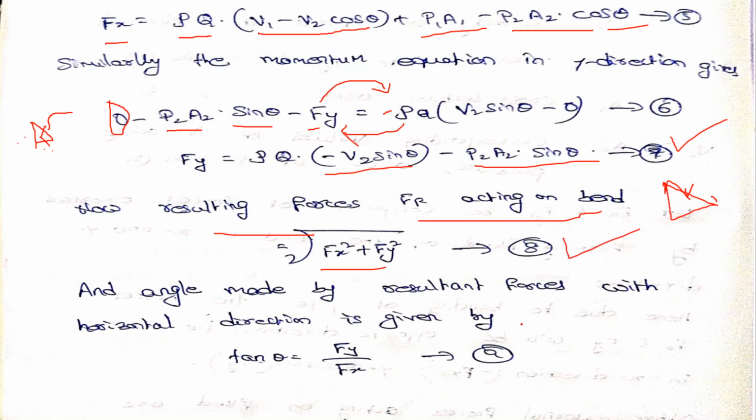And the angle made by the resultant force with the horizontal direction, obviously here it is having some angle, that is theta. To find that angle, if you see our previous sessions, we have sin theta and cos theta. Sin theta is in the y direction and cos theta is in the x direction. So Fy by Fx is equal to sin theta by cos theta, means tan theta. Make it as equation number 9.